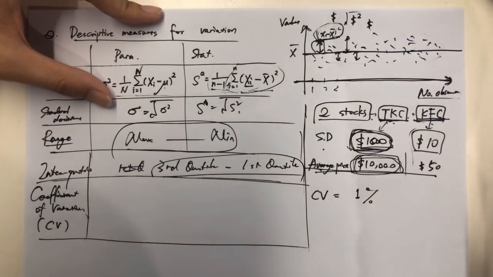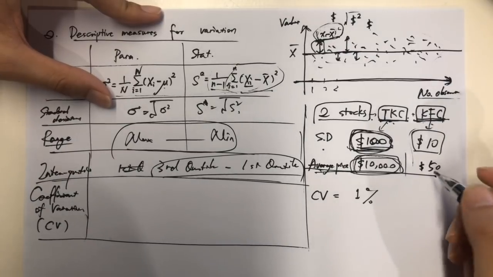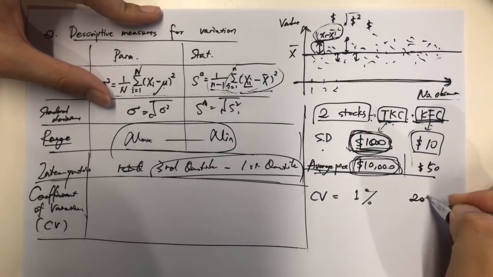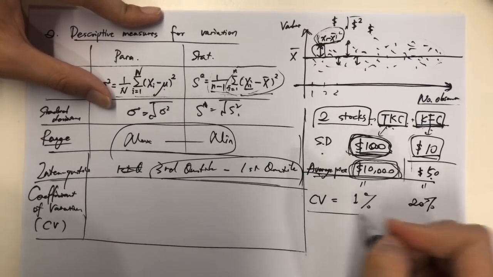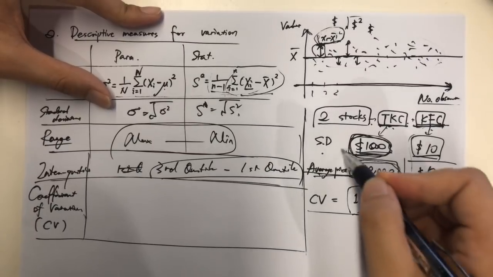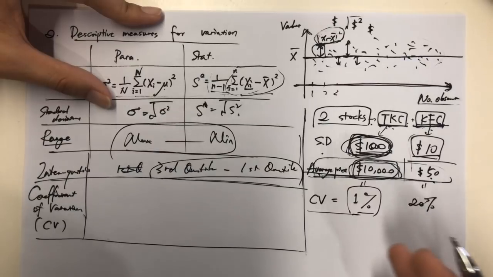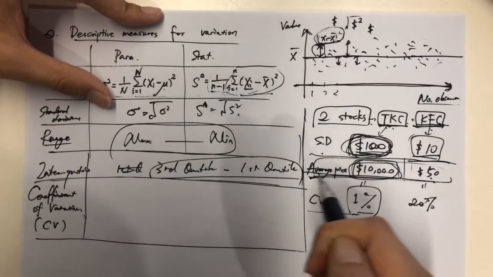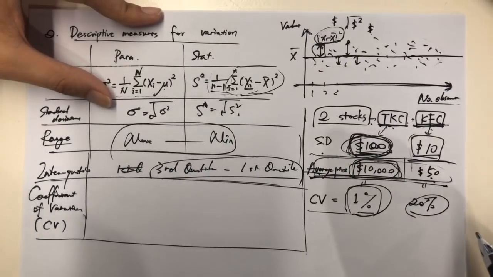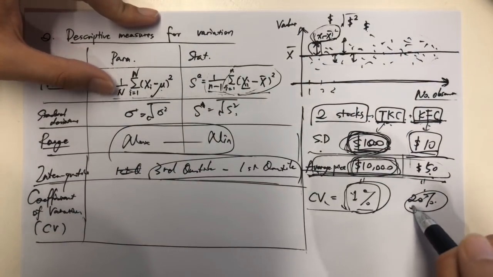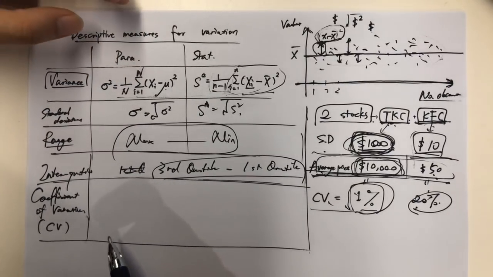So many of you have the right answer. It depends on the mean, exactly. So for Korean fried chicken, this CV value is 20%, 10 over 50. So you can see by comparing the CV, we can know the standard deviation among its average, or how large the percentage the standard deviation takes in the average, so that we can compare the relative variation of those two sets of data. So that's why we bother calculating coefficient of variation, okay?